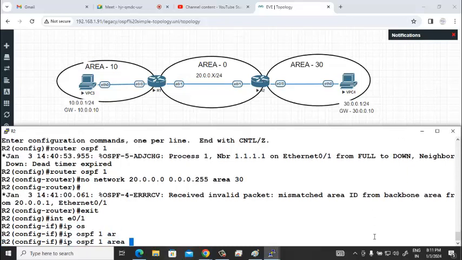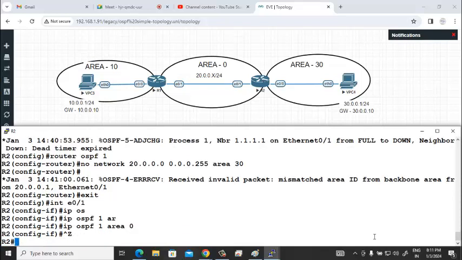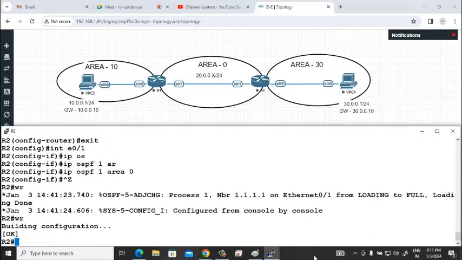Now you'll see the neighbor coming up. See? The neighbor has come up. Now if you check the routing table, you will see the 10 network, area 0. You see? And you see IA. You know what is the meaning of IA? Inter area. What is inter area? Yes. Coming from another area.